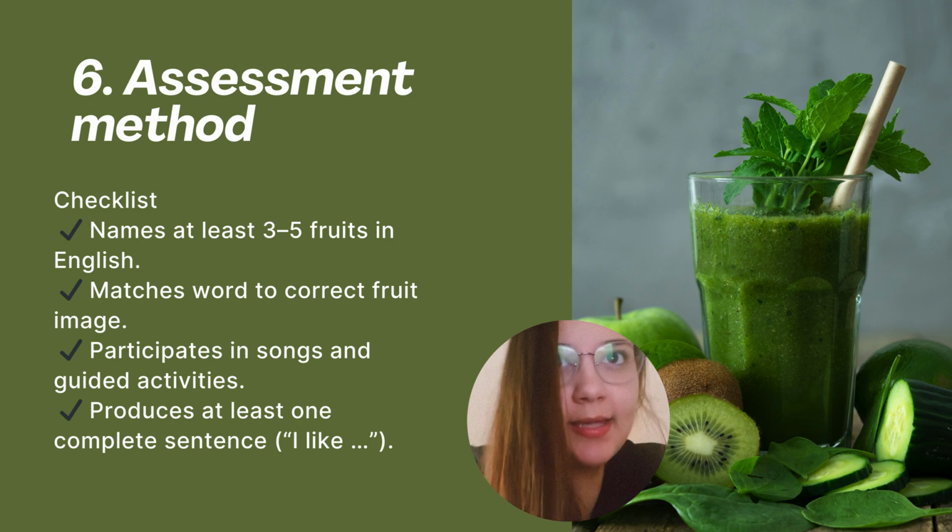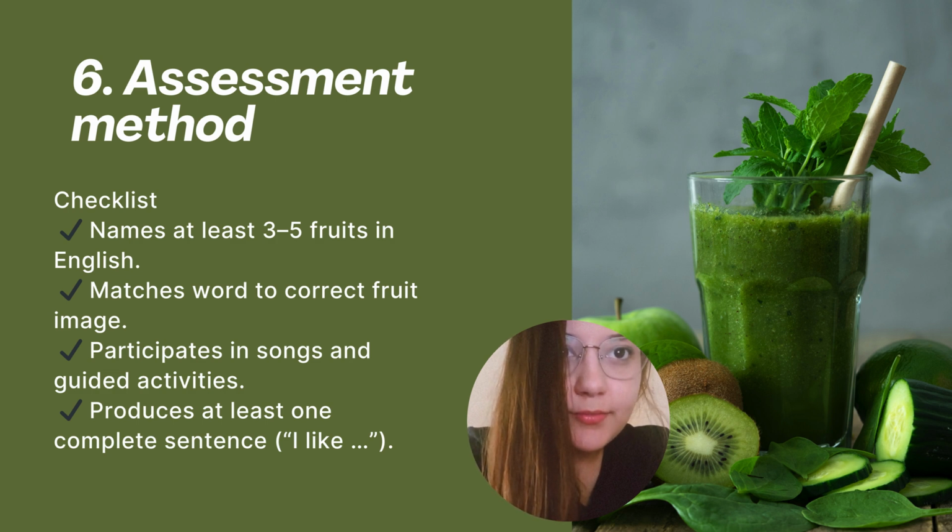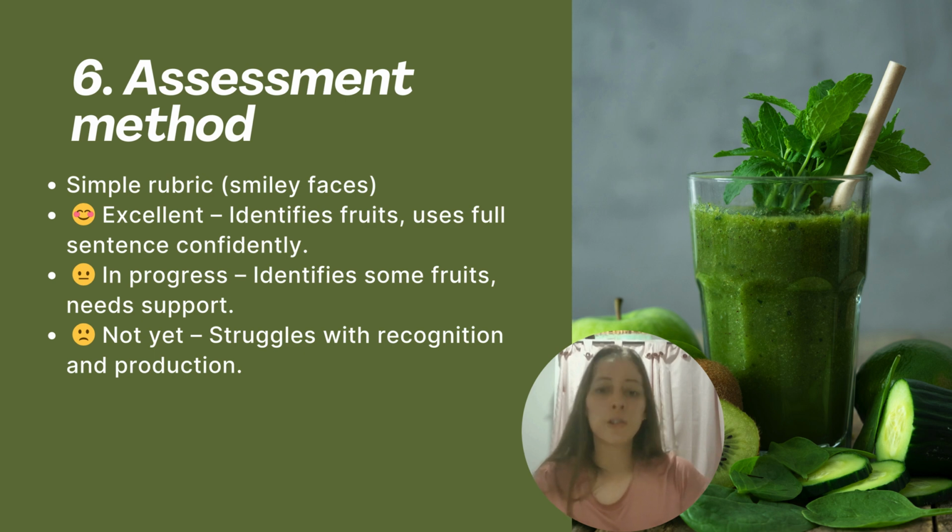For assessment, we will use a simple checklist to keep track of the children's progress. We will check if they can name at least 3 to 5 fruits in English and if they can match the written word to the correct fruit image. We will also observe their participation in songs and guided activities. And finally, we will look for at least one complete sentence produced by each child. For example, I like apples.